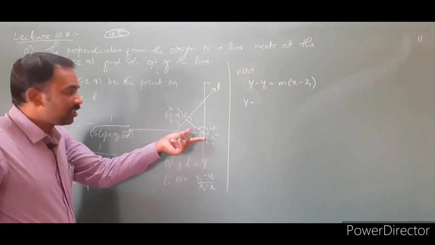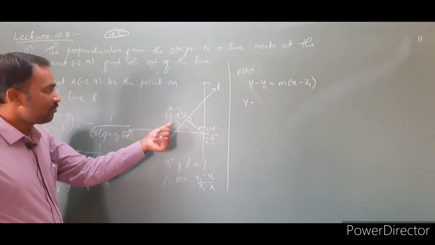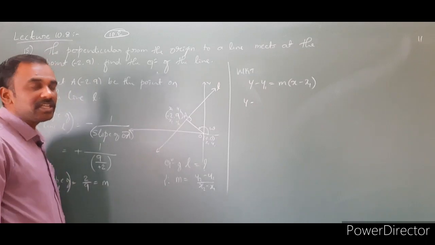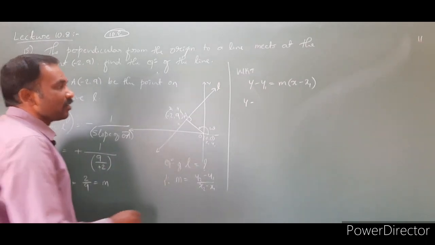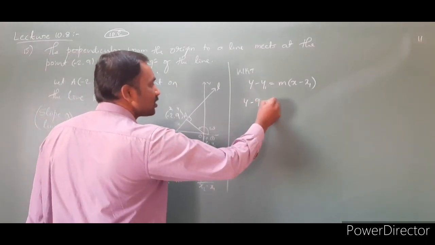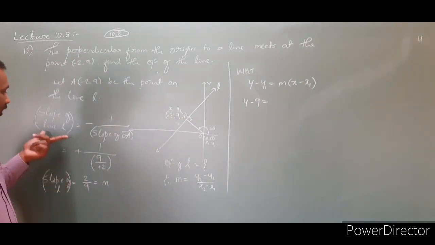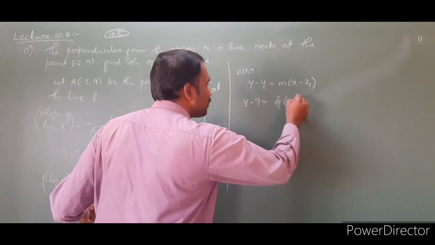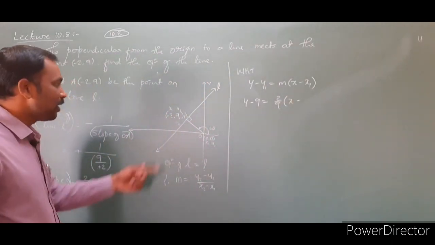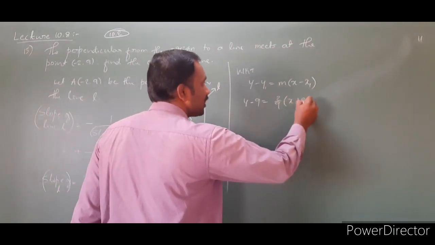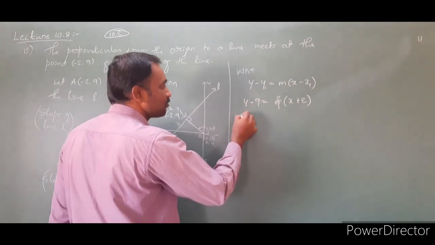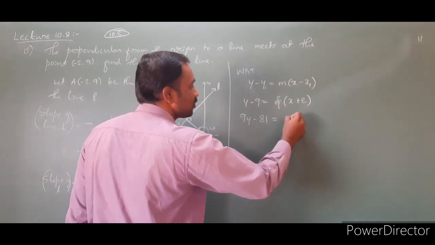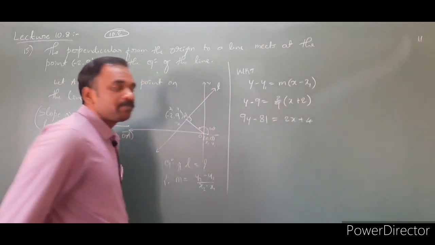Previously, while finding the slope of OA, we considered this as x2 comma y2. In this case, we are considering x1 comma y1. So y minus 9 is equal to m, the slope of the line we just got, which is 2 by 9, into x minus x1. What is the x1 value? Minus 2, so x plus 2. Cross multiply: 9y minus 81 is equal to 2x plus 4.